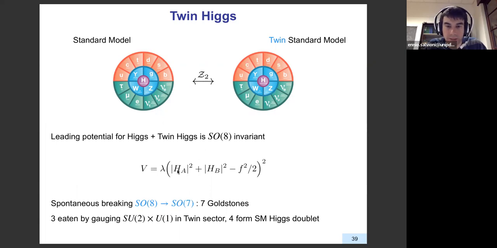So we have a standard model Higgs, HA, and a twin Higgs doublet, HB, and their potential has this SO8 invariant form. This breaks spontaneously SO8 to SO7, which is again in the same class of breaking of symmetries that I was mentioning. And of the 7 Goldstones that come out of this, 3 are eaten by the electroweak gauge bosons in the twin sector, and 4 make up the Higgs doublet.